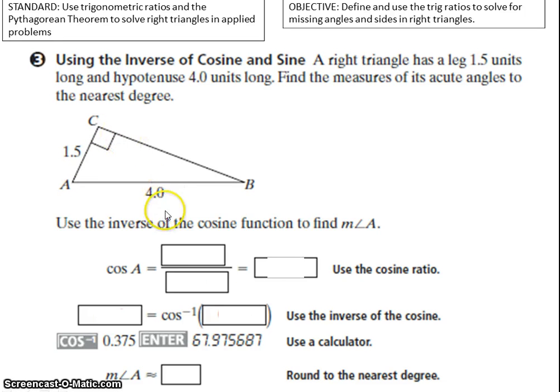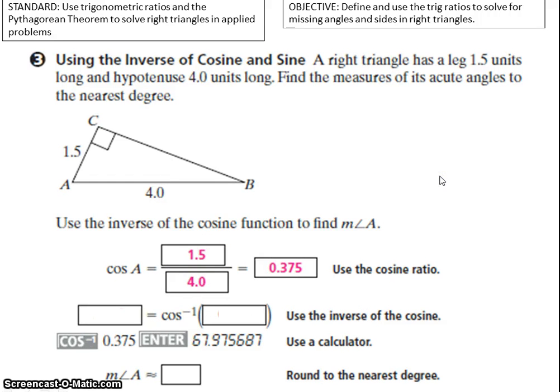The hypotenuse is across from the right angle, so it's 4.0. So because of that, I have the adjacent and the hypotenuse, so I'm going to use the inverse cosine function. So I put 1.5 on top, I put 4.0 on the bottom. Now here's something that the book is telling us to do that is not strictly necessary to do all the time. What they're doing here is they're going to convert this into a decimal.